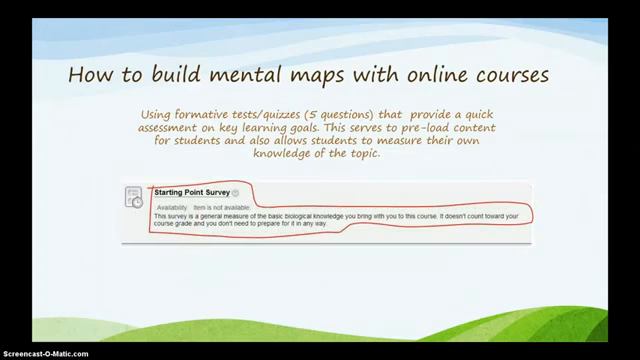Use formative tests or quizzes. It can be as simple as 5 questions that provide a quick assessment on key learning goals. This serves to preload content for students and also allows students to measure their own knowledge of the topic. You see below is a starting point survey. It's a small survey that will basically give the student a pre-assessment on basic biological knowledge. It'll let the student know where they stand with the content and also allow them to kind of preload the content in their mental map, so when they actually are presented with the content, they'll be able to refer back to this pre-test within their mental map.